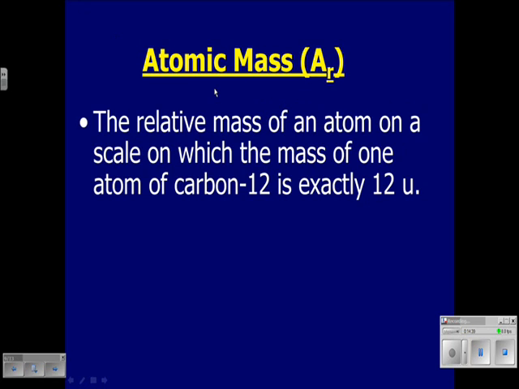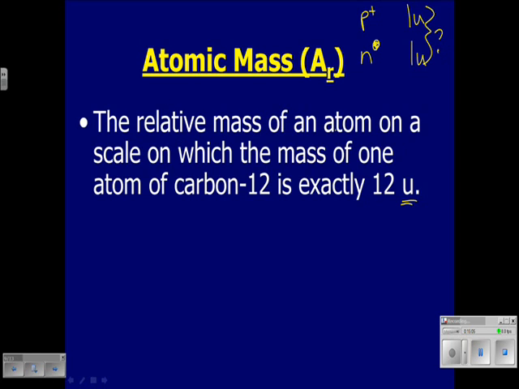So we've been talking about masses of atoms in terms of this unit right here, U, all right? Last day I talked about the fact that a proton has a mass of 1 U, and a neutron, sorry, charge 0, has a mass of 1 U. And the question is, what is this U, all right?